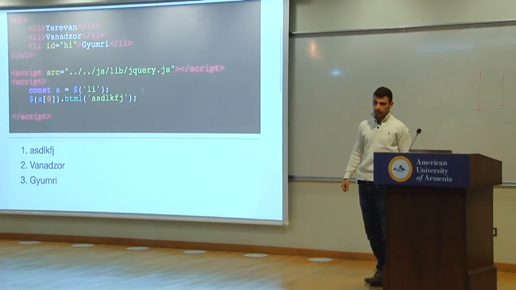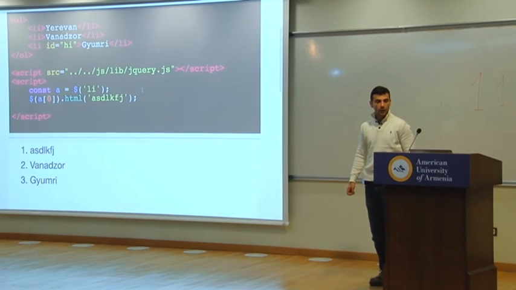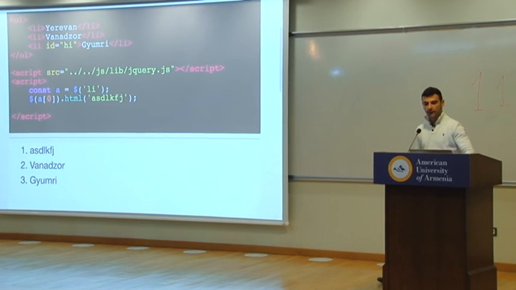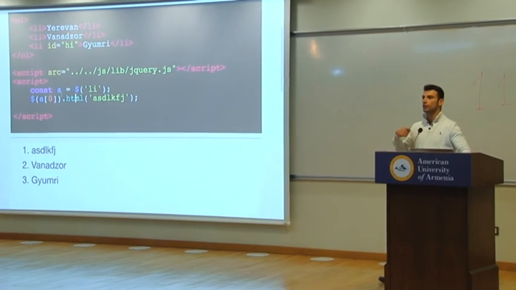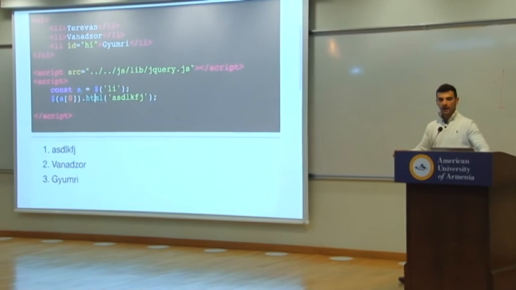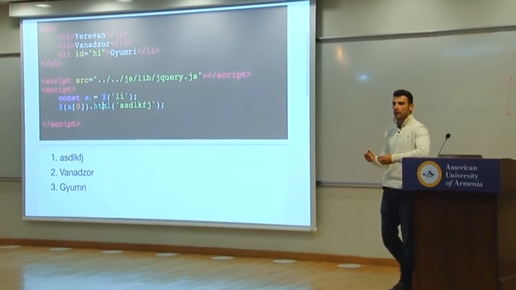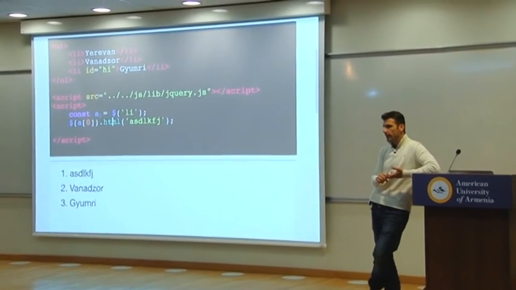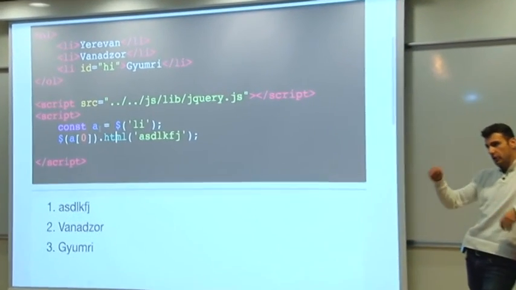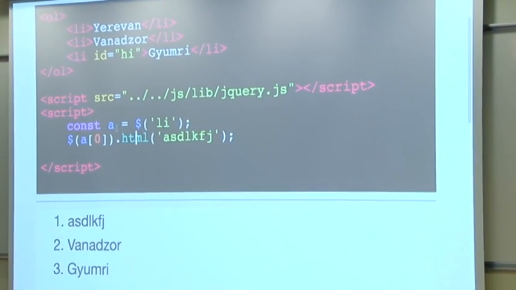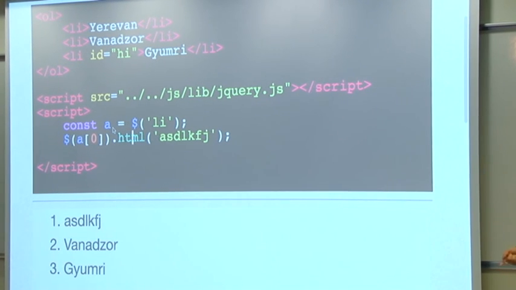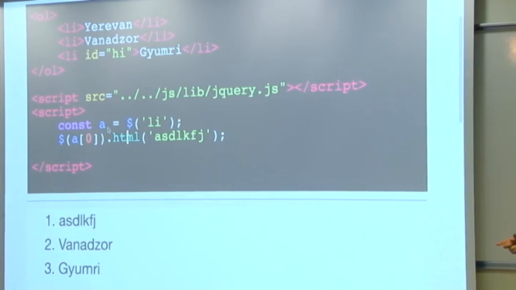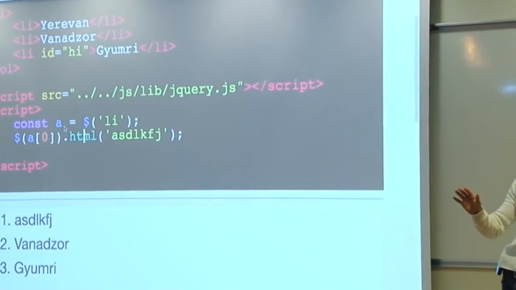Clear? Sort of. Okay. Now, just so you know, HTML is a function that is attached to the object that jQuery returns to you, right? That HTML function, if you call it without arguments, will return to you the HTML that's inside of the tag as one text. If you give it an argument, it will write that value as the inner text. Let me say this one more time.